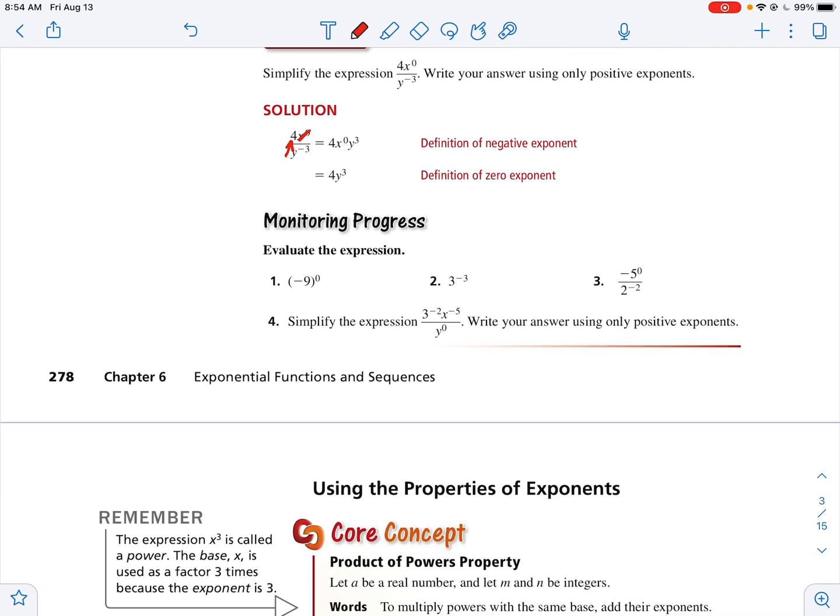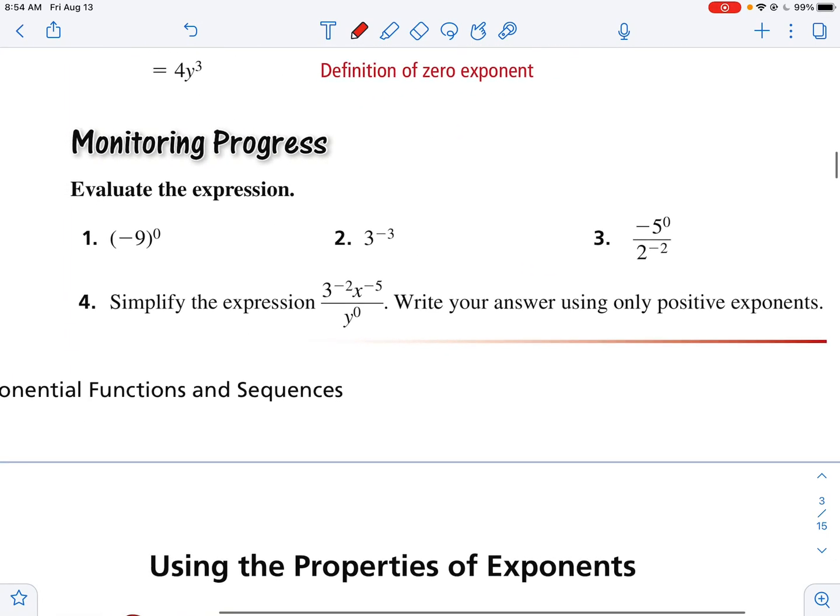All right, so here are some monitoring progress problems. Pause it right here, write these ones down, give it a try, and then come back and play the video and see how you did. Okay, number 1. That's a 0 exponent. Anything to the 0 is 1.